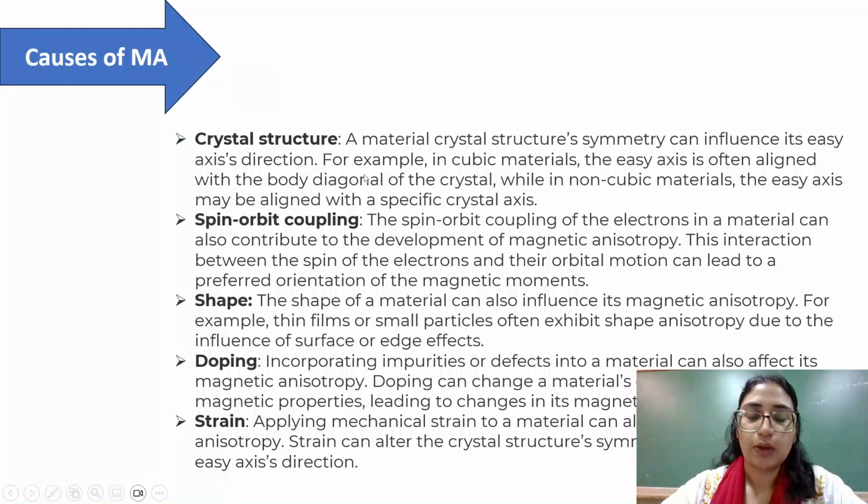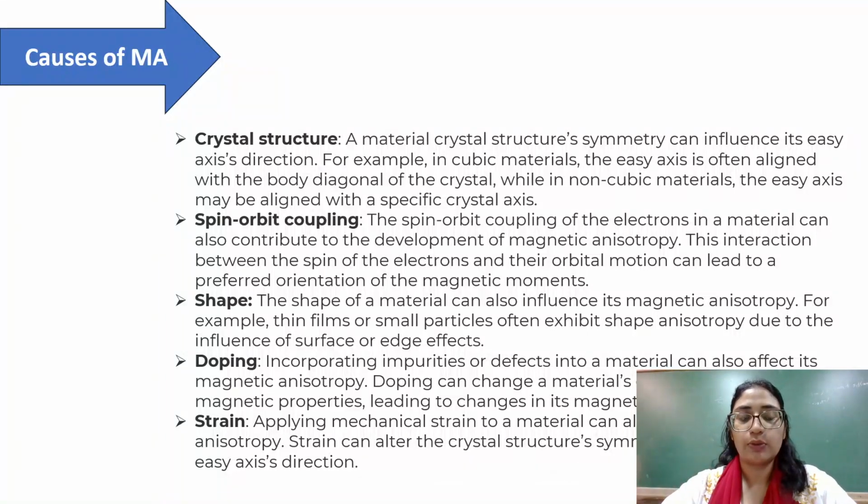Then there is spin-orbit coupling: an atom has a nucleus, and surrounding the nucleus there are electrons. When the electron moves around it, it creates a certain magnetic field, and because of this coupling we have specific magnetic moments. The shape of the material also influences the magnetic anisotropy.